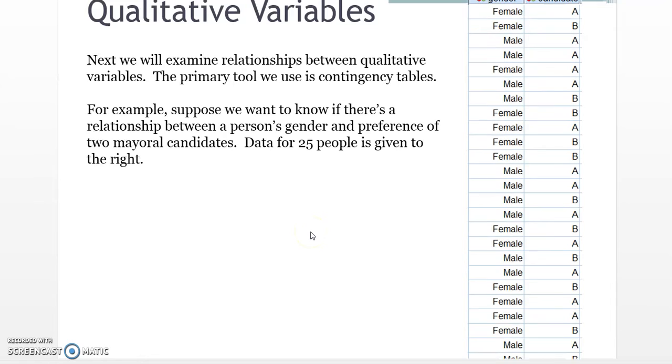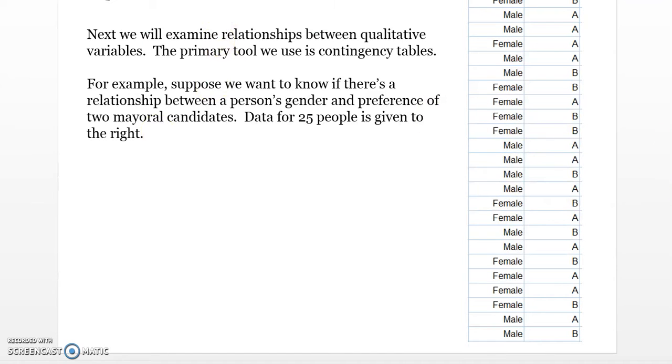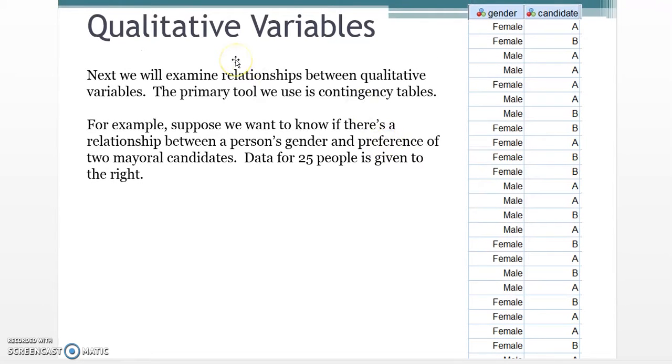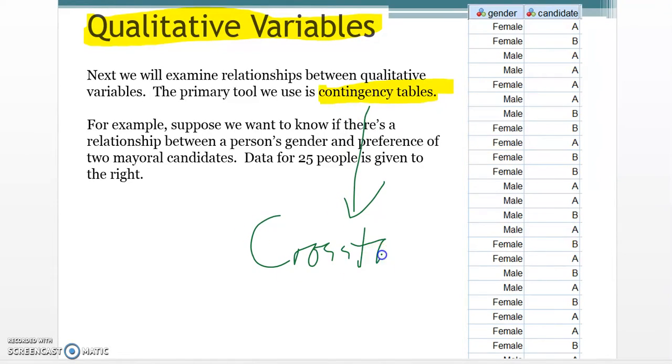Okay, let's look at another case, which is about two qualitative variables, which means the variables can be put into categories. In order for us to investigate the relationship between qualitative variables, we're going to use a table, the so-called contingency table. In SPSS, it's also called a crosstab.